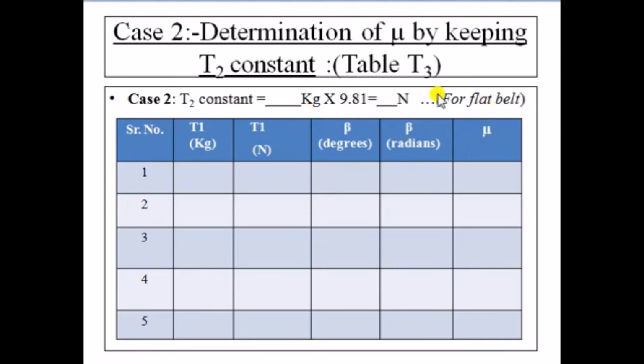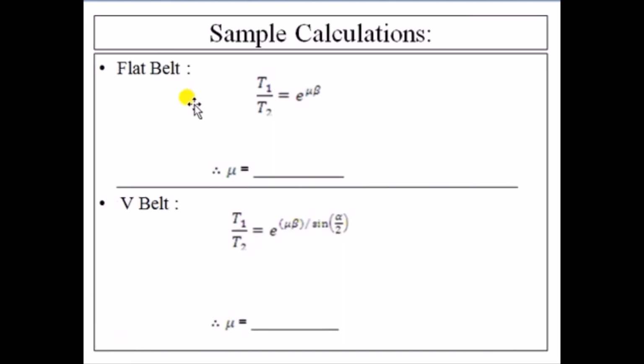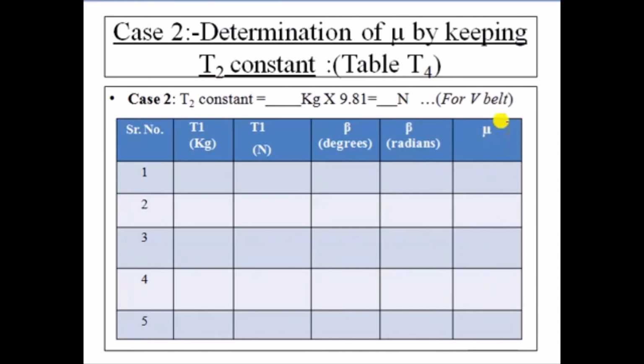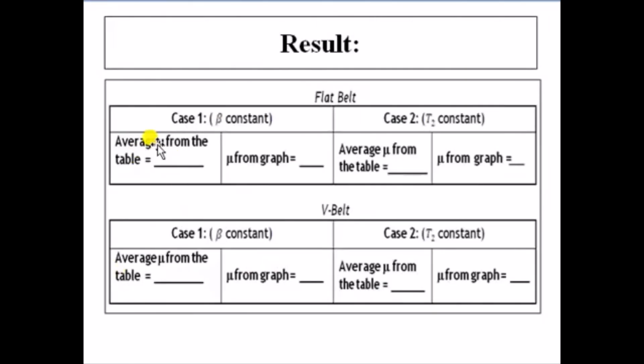This is the first table, that is table number 3. For flat belt, we will take some random value of T1 keeping the radian fixed. Similarly, we will do it for the V belt. So in the sample calculations here, using the formula for flat belt and V belt, we will determine the value of mu. Using the above two expressions, you can get the value, and these mu values have to be filled in the rightmost column of the table. So all four tables will have values of mu.